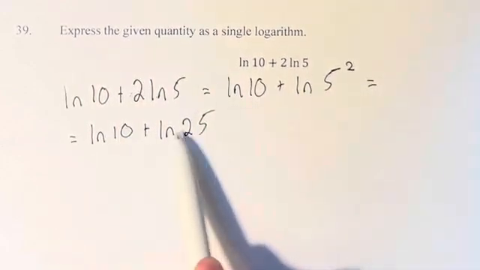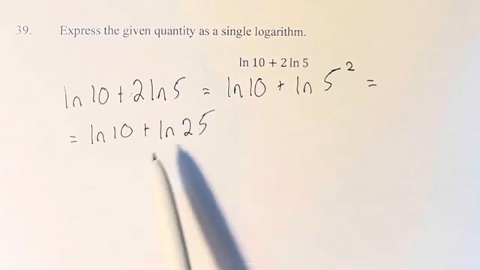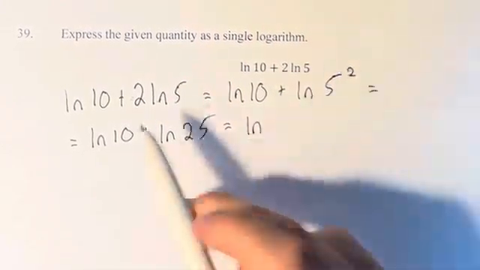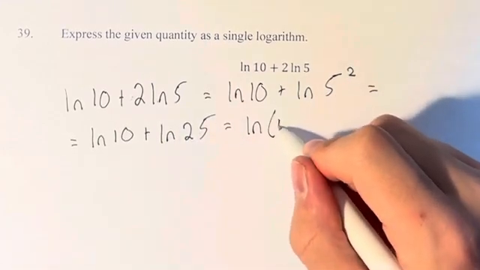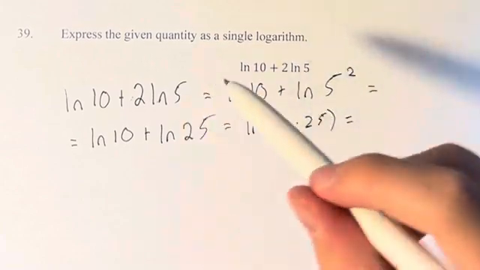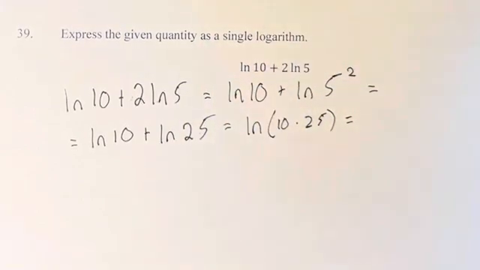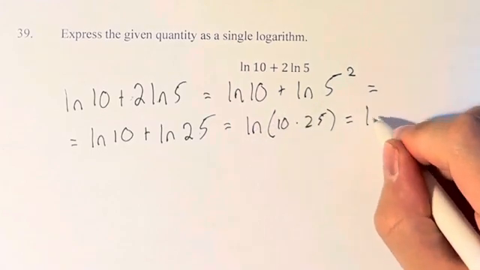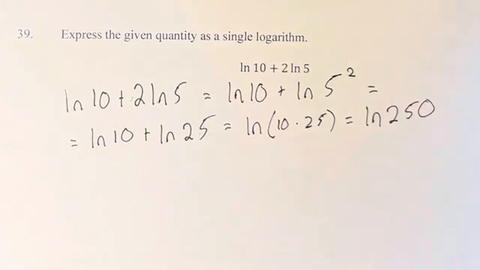And then when you're adding two logs with the same base, they are equal to the singular log of their product. So 10 times 25. Therefore, the natural log of 10 plus 2 times the natural log of 5 is equal to the natural log of 10 times 25, or the natural log of 250.